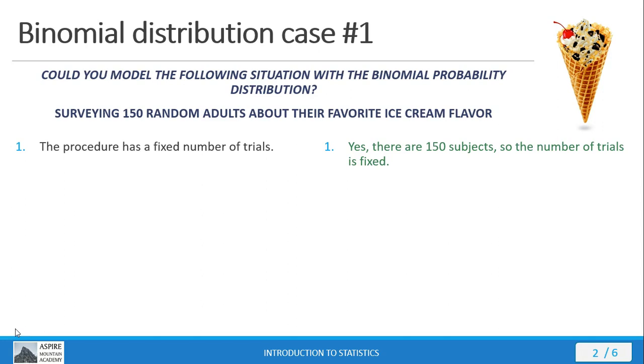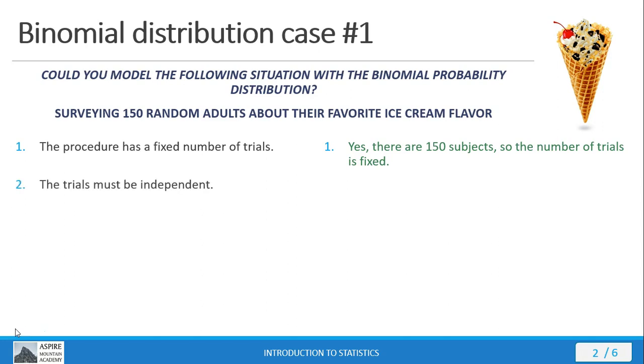There are 150 adults. So every time we ask one of those adults, we're, I guess what you could call, executing a trial. And so, there's an outcome from that trial. Okay, they respond with their favorite flavor of ice cream. But there's a fixed number of trials, 150 subjects.